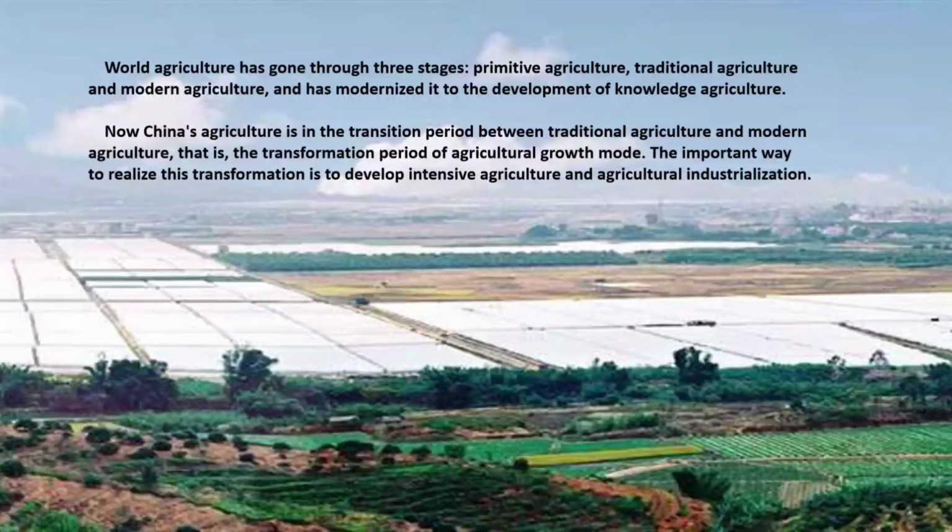Agriculture has gone through three stages: primitive agriculture, traditional agriculture, and modern agriculture, and has moved toward the development of knowledge agriculture. Now China's agriculture is in the transition period between traditional agriculture and modern agriculture, that is, the transformation period of agricultural growth mode. The important way to realize this transformation is to develop intensive agriculture and agricultural industrialization.